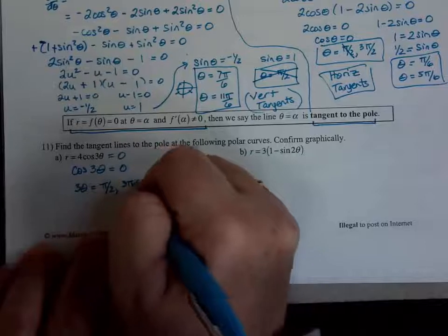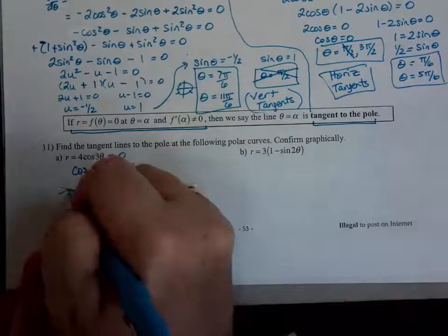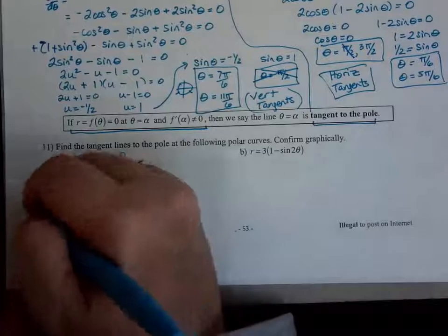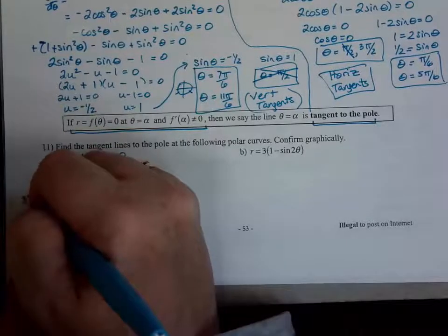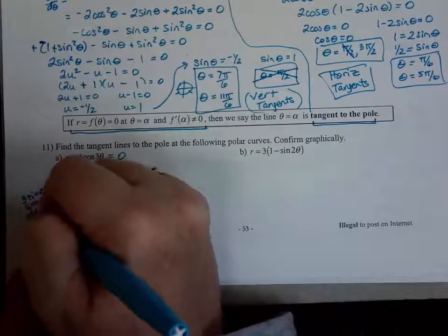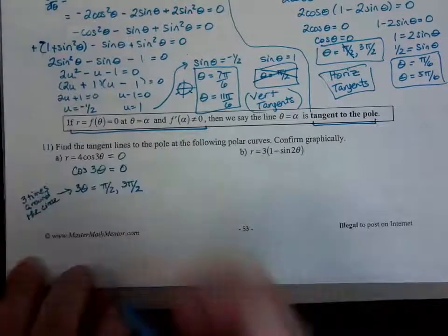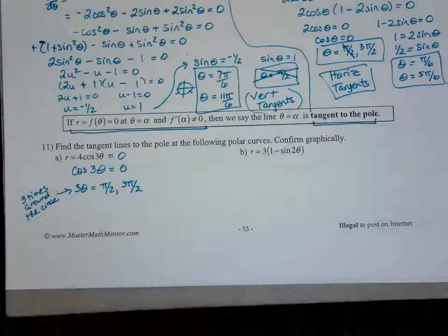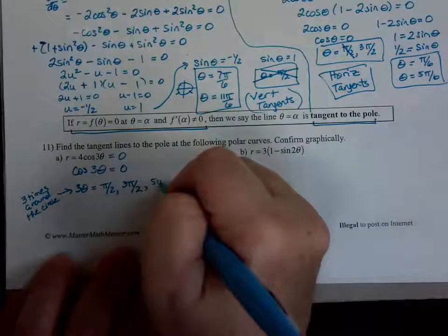The importance of this 3 is that this is how many times you must go around the circle to get your answers. Whatever your coefficient on theta is, that's how many times you go around the circle. Otherwise, you won't get them all. Pi halves is straight up. 3 pi over 2 is at the bottom. If I come back around to straight up again, where am I? 5 pi over 2.